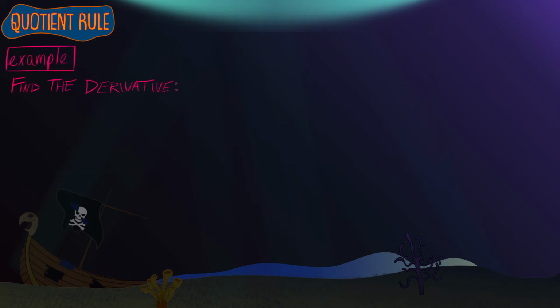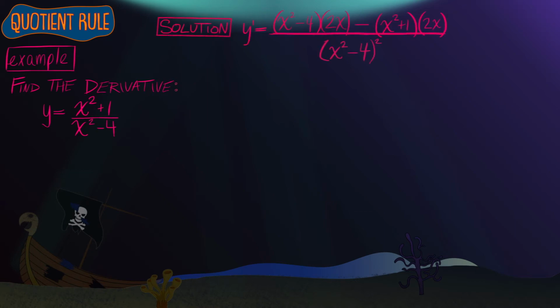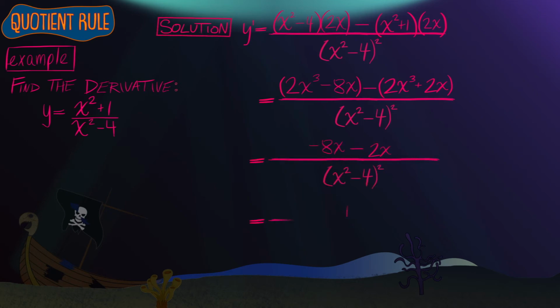All right. So find the derivative of x squared plus 1 over x squared minus 4. We're going to have the bottom, x squared minus 4, times the derivative of the top, which is 2x, minus the top, x squared plus 1, times the derivative of the bottom, which is 2x, all over the bottom squared. We can simplify the top a little bit. It's going to be 2x cubed minus 8x minus 2x cubed plus 2x. We can take it just a little bit further. We end up with a negative 10x on top. So this is about as far as we can go. Doesn't look too bad.